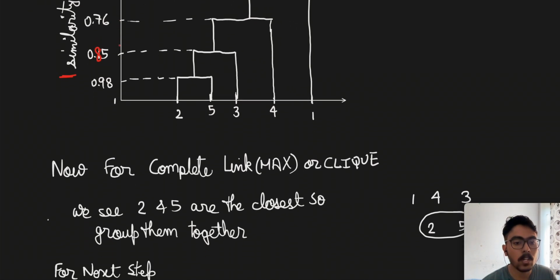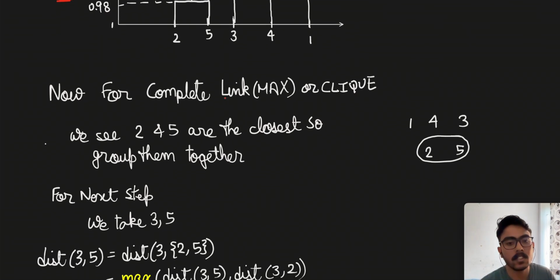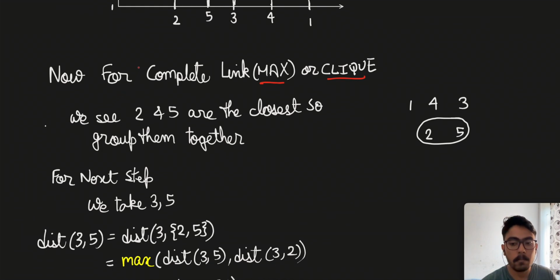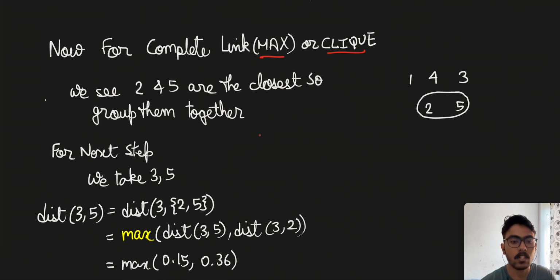Now let's come to the complete link, which is also called max or clique, right? So in this what we will do is we will consider the maximum distance of a point from the cluster. We see again that 2 comma 5 are the closest to each other, so we group them together. Because there is no cluster here, so there is no question of calculating max or min, right? So 2 comma 5 is clustered together.